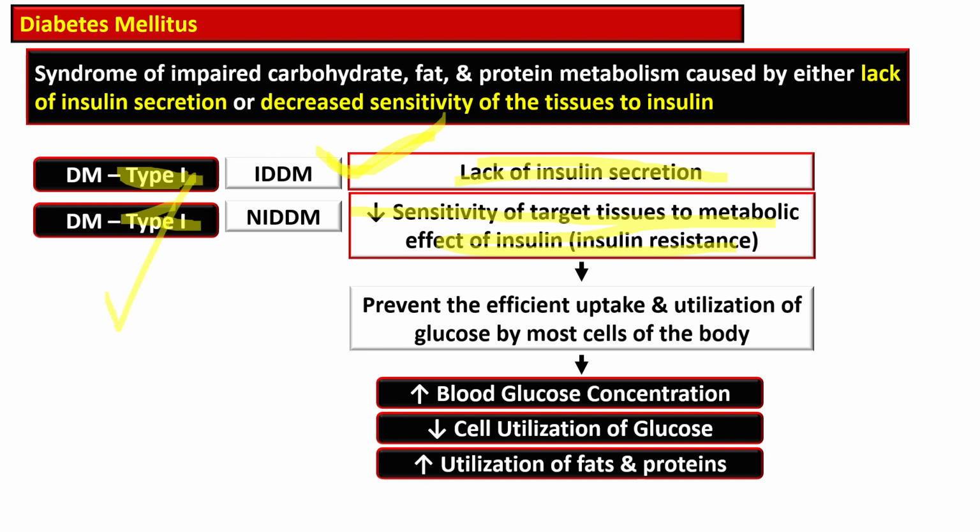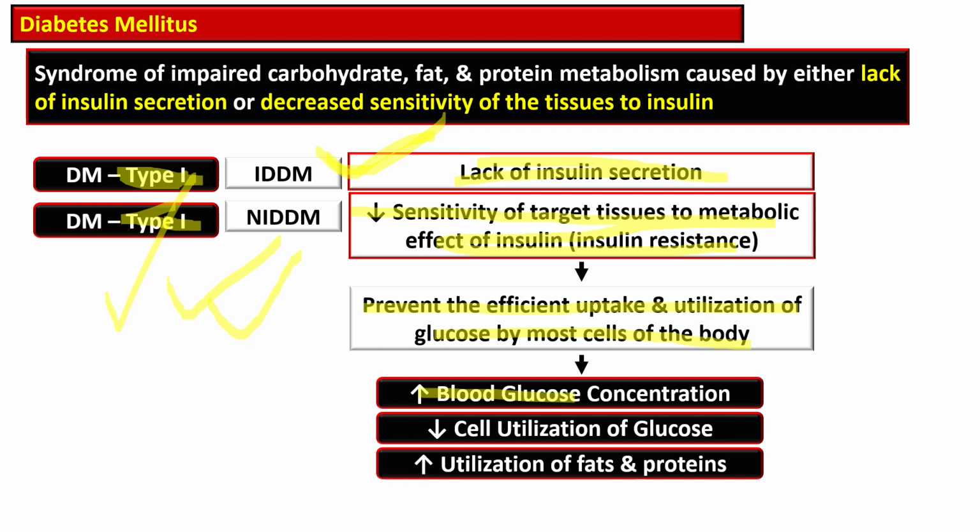What it does is prevent the efficient uptake and utilization of glucose by most of the cells of the body. So there is impaired uptake and utilization by most cells, but you remember there is one exception, that is the brain, and this will result in hyperglycemia, that is high blood glucose level.